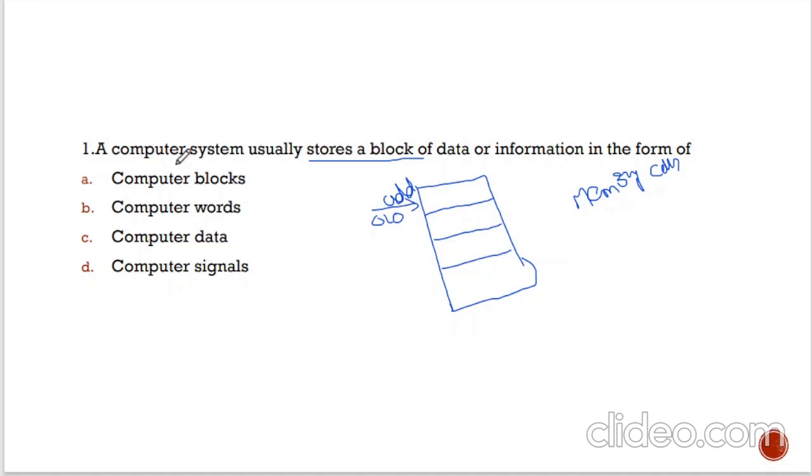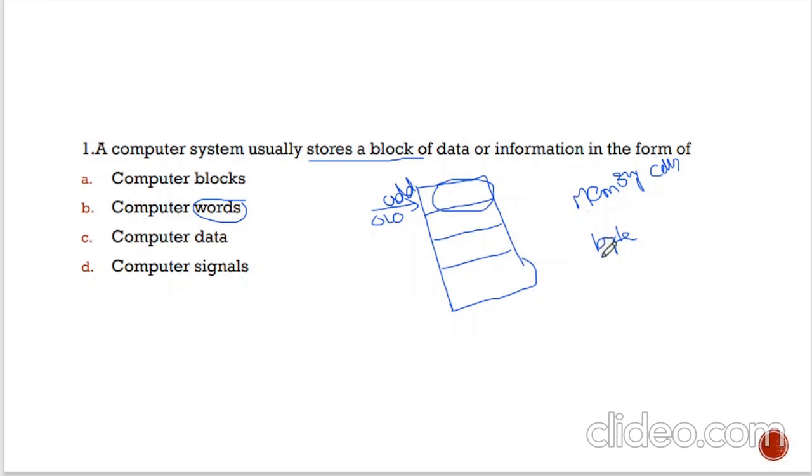So now the question is asking: usually stores a block of data or information in the form of. If we combine these bits, we can form a byte. A group of bits we can say a byte. A group of bytes of data we can consider as a word. So what does this block store? It is in the form of computer words.